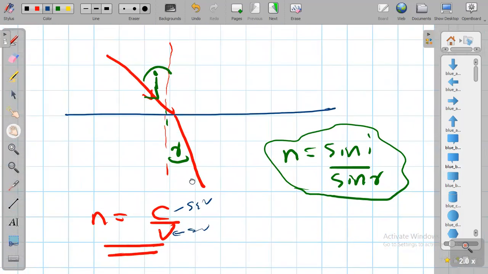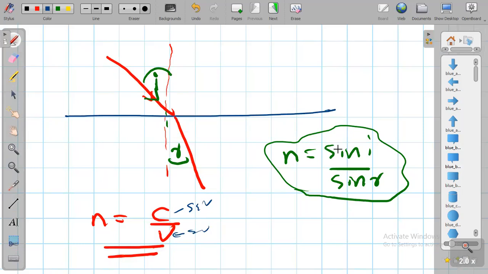Have a really good look here. Here n is sine i over sine r, the sine of the angle of incidence over the sine of the angle of refraction. So you can write the equation in another form, like n1 sine i equals n2 sine r. And in terms of speed, you can write it this way: n1 v1 equals n2 v2 as well.